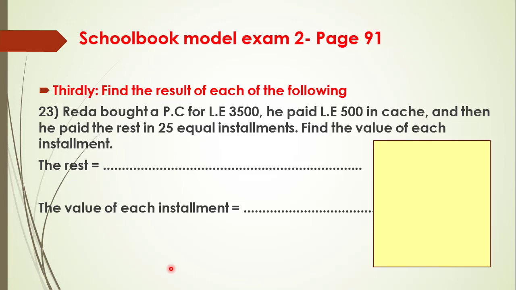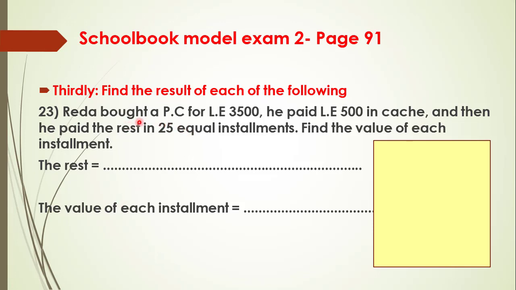Reda bought a PC for 3,500 pounds. He paid 500 pounds in cash, and then he paid the rest in 25 equal installments. Find the value of each installment. Okay, let's start with the rest. We want to calculate the rest. Then I want to know what is the value of each installment.